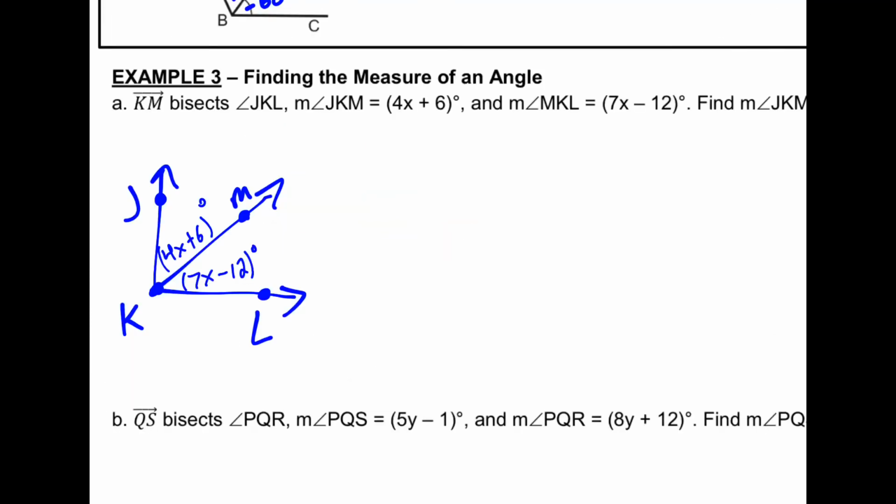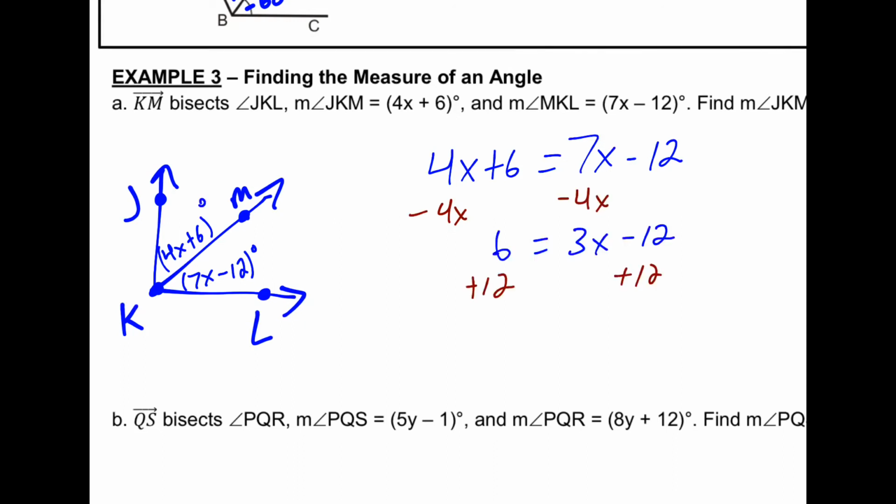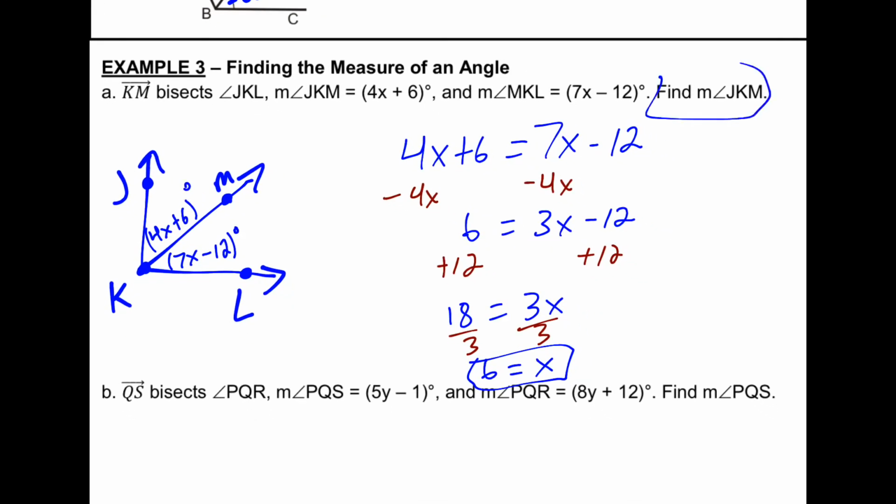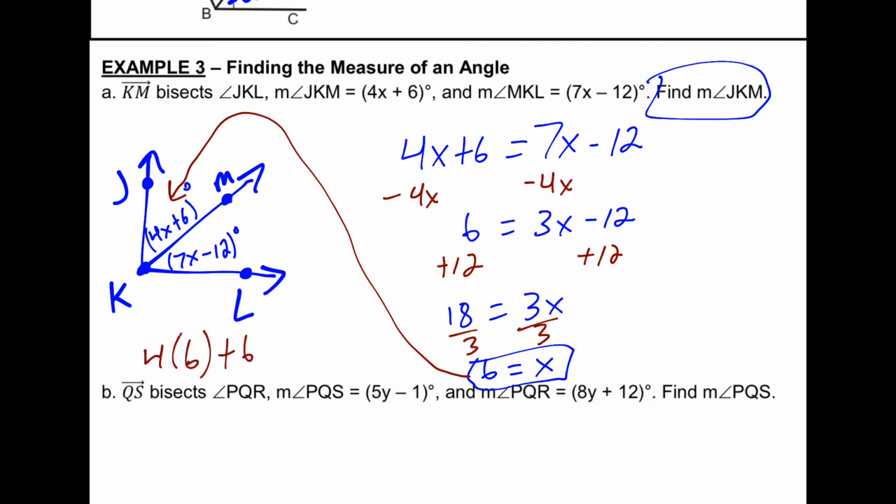So in example 3, because KM bisects JKL, 4x plus 6 is equal to 7x minus 12. So we can set up our equation like this. We can subtract 4x from both sides, add 12 to both sides, and this tells me after I divide that x is equal to 6. They don't want to know what x is though, they want to know the measure of angle JKM. So that means I'm going to be substituting 6 in over here. 4 times 6 plus 6. And that's going to be 30 degrees for angle JKM.